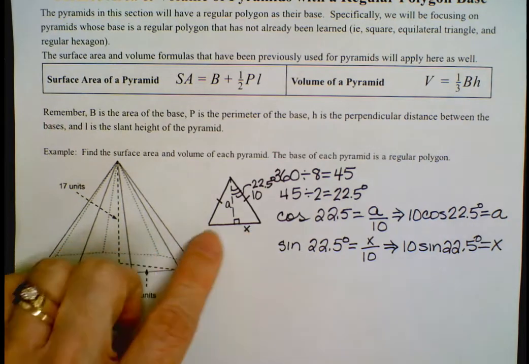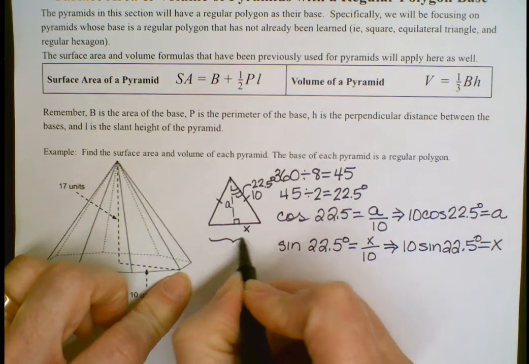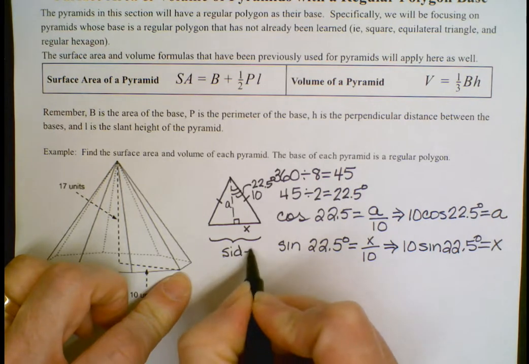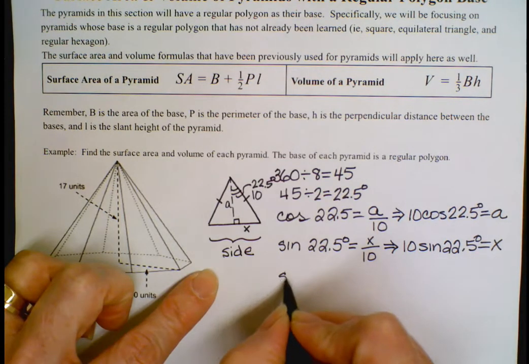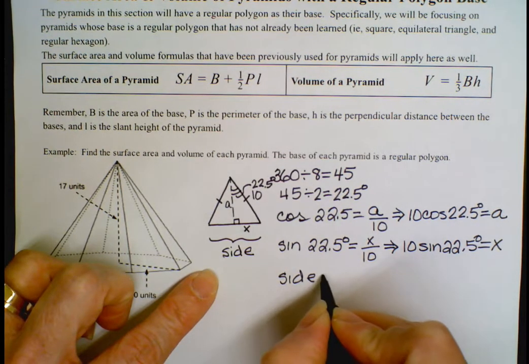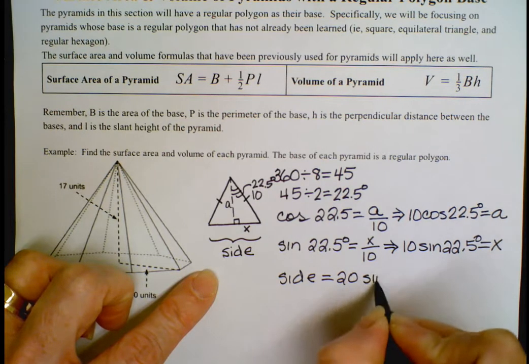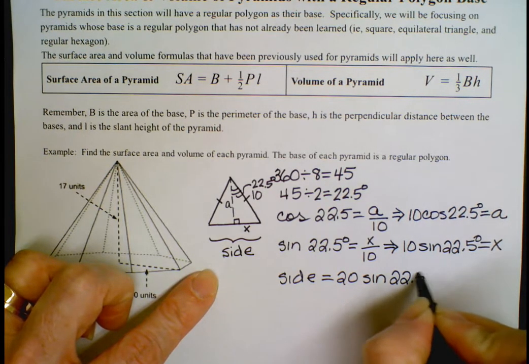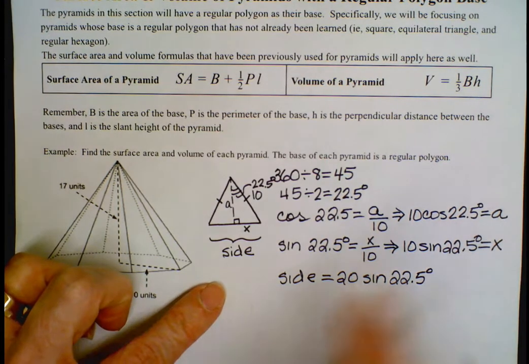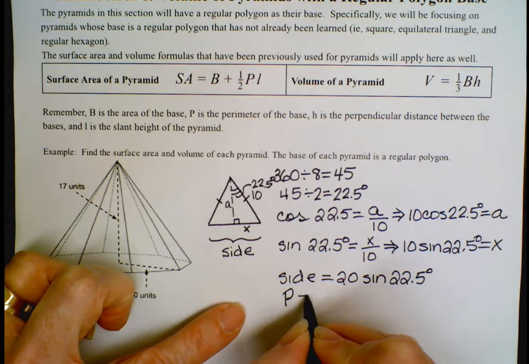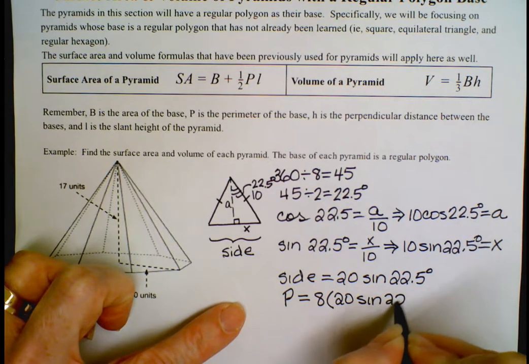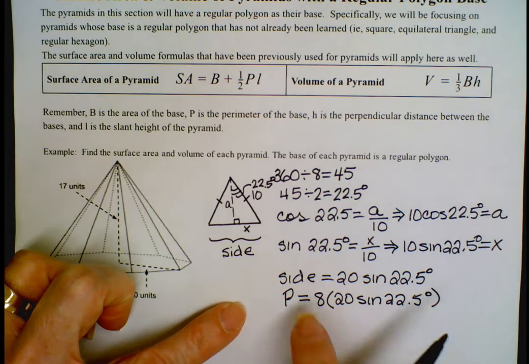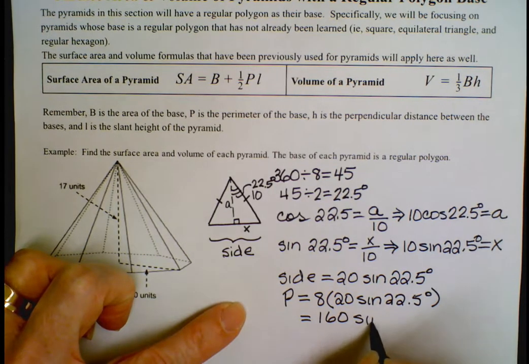Now remember that x is half of the side length. So the entire side of the base will be double this length. And when we double it, we double the coefficient, we don't double the angle. So the side length in this case will be 20 sine 22.5 degrees. And that gives us enough information to find the perimeter of the base. So we have 8 sides, each 20 sine 22.5 degrees long. 8 times 20 tells us the perimeter is 160 times the sine of 22.5 degrees.